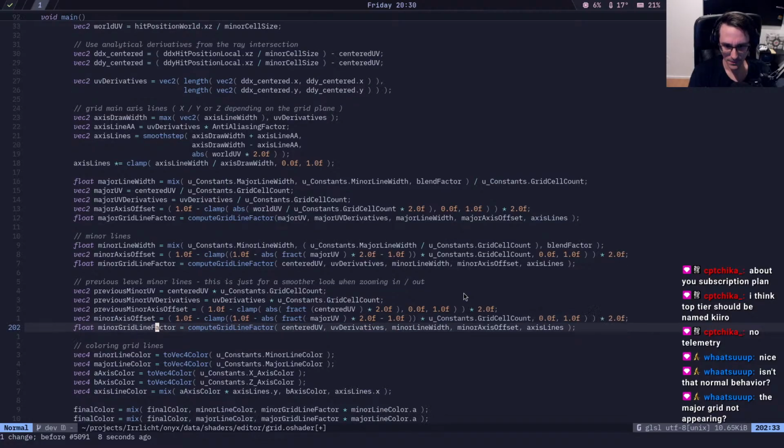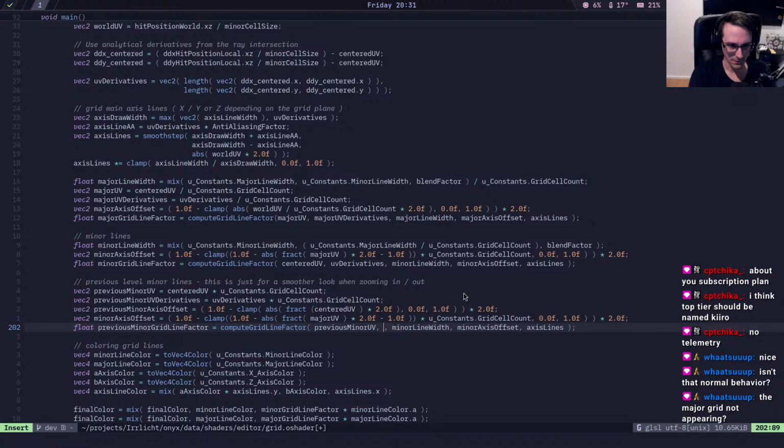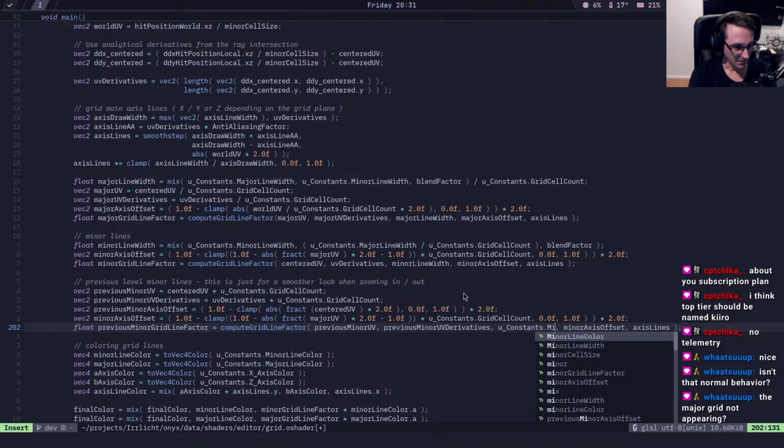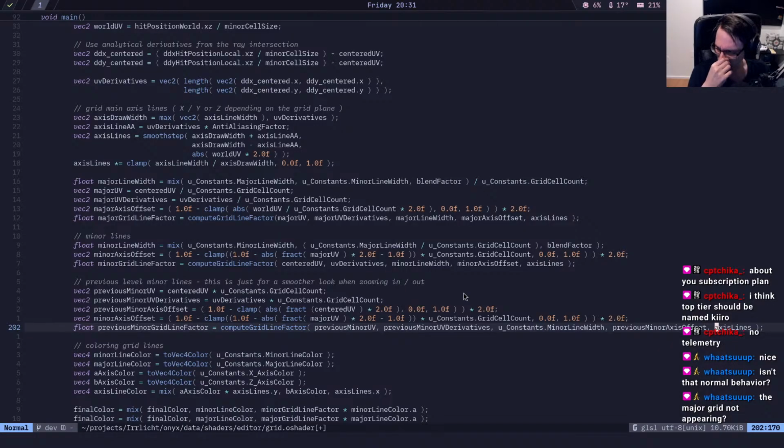And then this is previous minor grid line factor, and we do here previous minor UV, minor UV derivatives, minor line width, because this will always stay at minor line width, right? We will never scale those up. Previous axis offset, and probably the axis lines is fine.